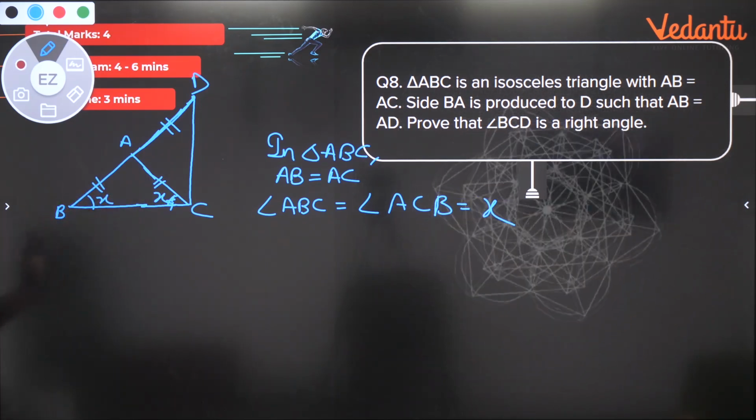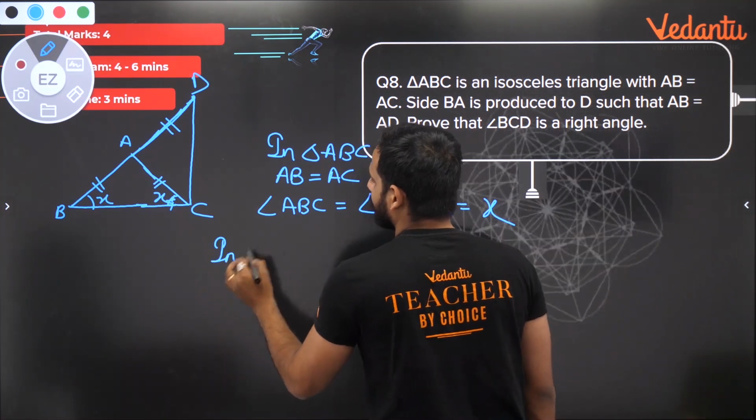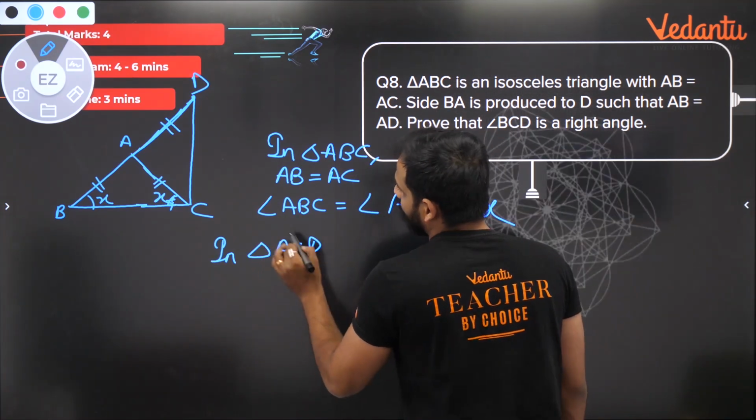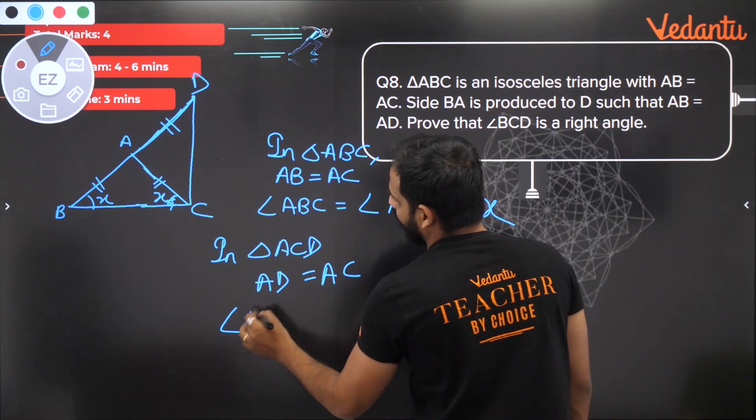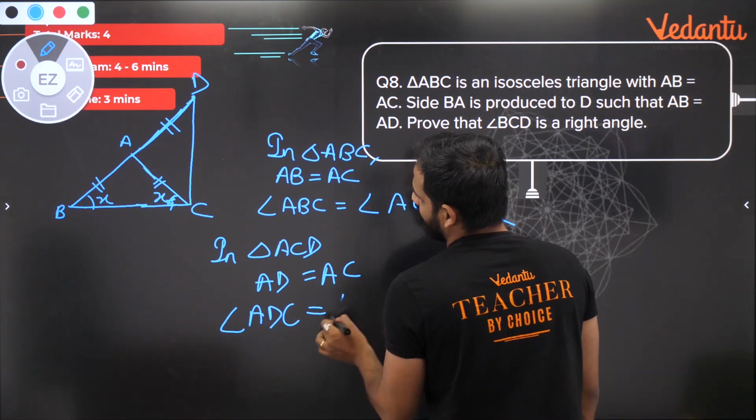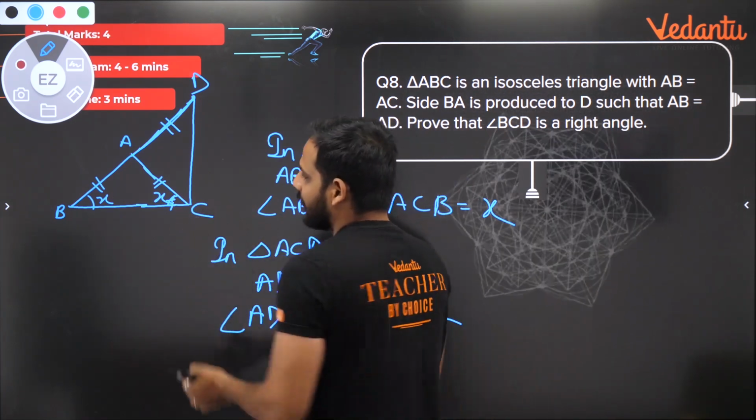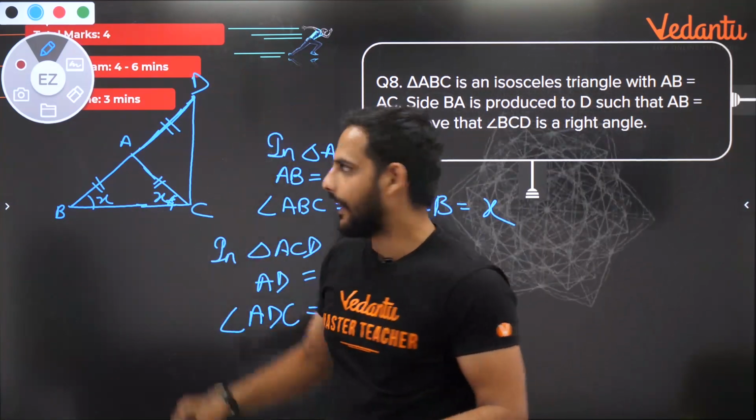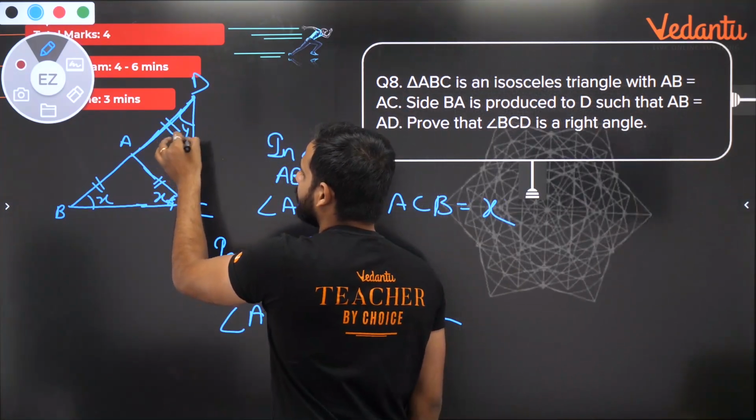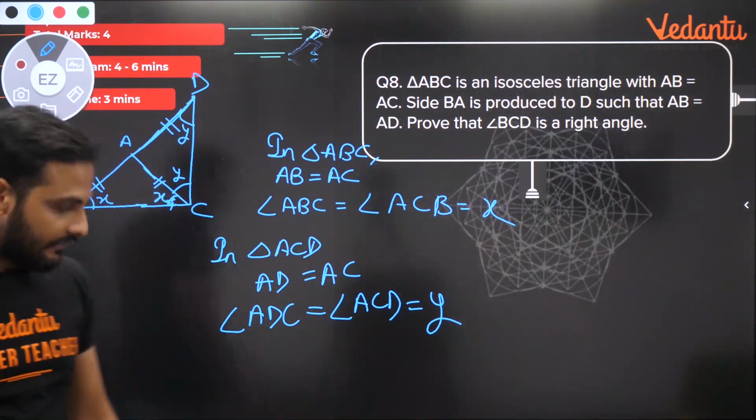Because of the isosceles triangle. Similarly, in triangle ACD, if AD is equal to AC, I can say angle ADC is equal to angle ACD. Let us say both are equal to Y, because two isosceles triangles can have different angles also. So if one is X, the other will be Y. So let's say this is angle Y, and this is also angle Y. Correct? We have done this.